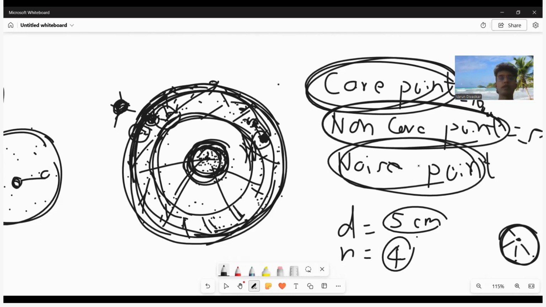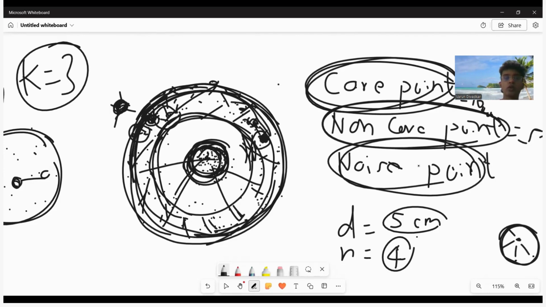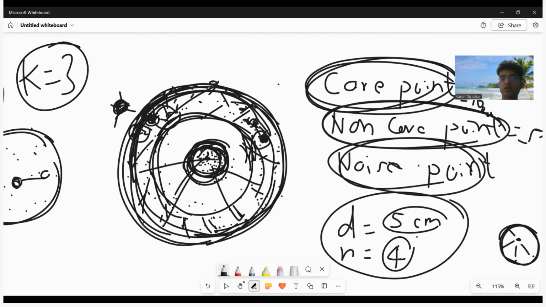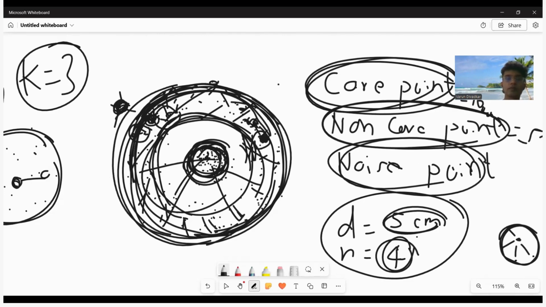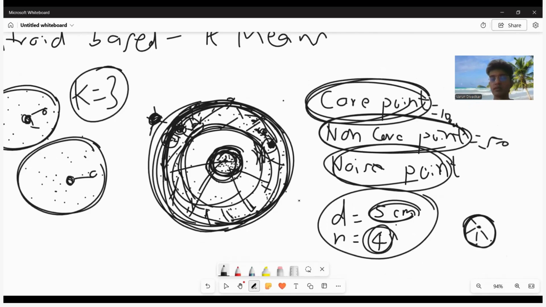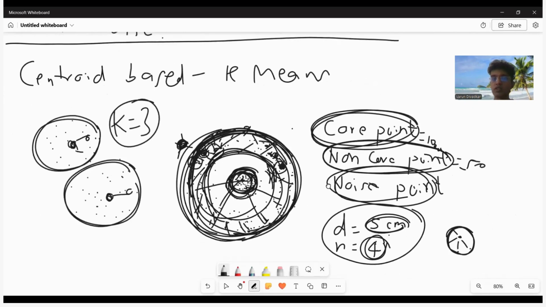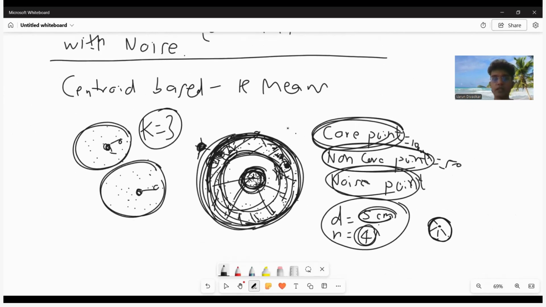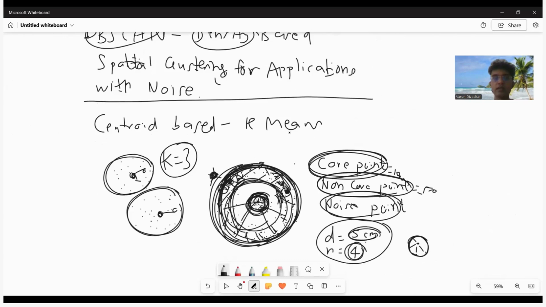And here, unlike K-means clustering, where you have to specify the number of clusters, like K equal to 3 or 2, you don't have to do it here. Here, it's going to do it based on these metrics that you mentioned: D equal to 5 centimeters and N equal to 4. Based on these metrics, it's going to segregate these points into as many clusters as it's able to form. In this case, it's able to form two clusters. So in this way, we have clearly discussed the DBSCAN algorithm.